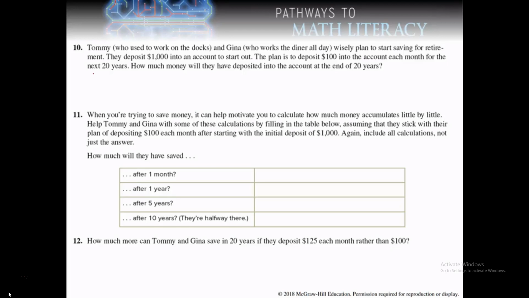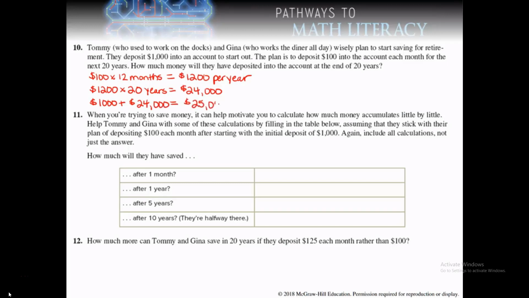Well, first of all, $100 a month times 12 months means they're saving $1,200 a year. That means that over the course of 20 years, they'll save $1,200 times 20 years, and that comes out to $24,000. But then don't forget that they started with $1,000. So we're starting with $1,000. Over the course of the 20 years, they're adding $24,000 to that, which means they'll end up with $25,000 in the end.